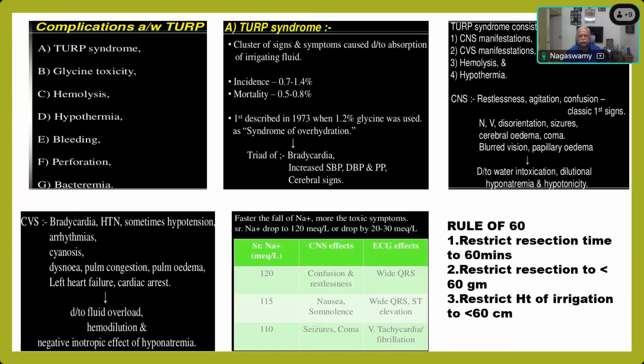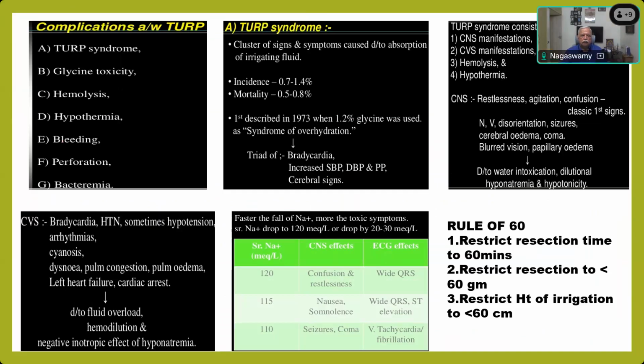This rule of 60 is a common question they may ask you, to prevent TURP syndrome. Why is this rule of 60 there? Restrict the resection time to 60 minutes, resect less than 60 grams of prostate, and restrict the height of the irrigating fluid column to less than 60 centimeters. If you do that, the chances of TURP syndrome are very much less.